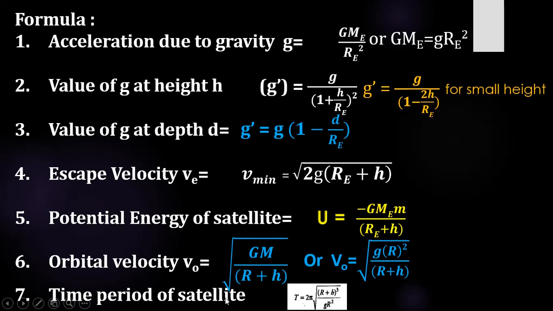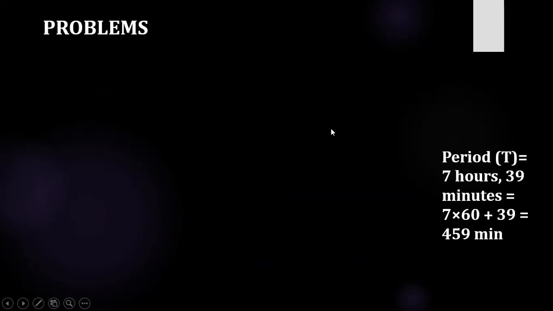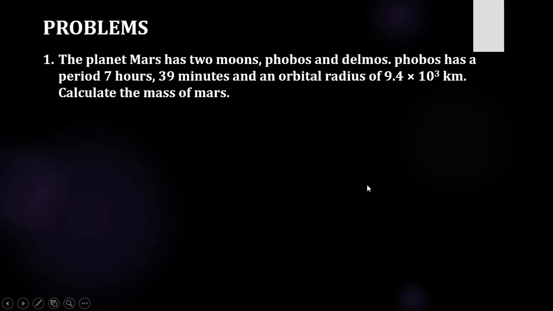And finally, the time period of satellite T equal to 2 pi root of (R plus h) cube divided by g R square. So these are the very important formulas. If you remember all these formulas, then it will be easy for you to solve the problems. So let us take the first problem.